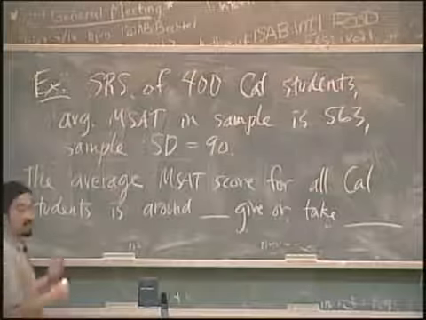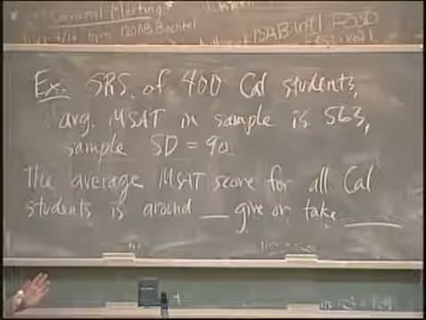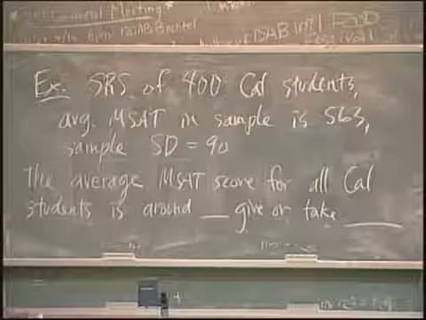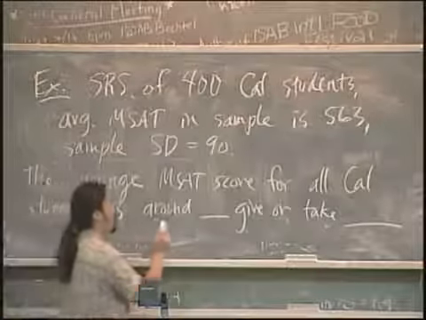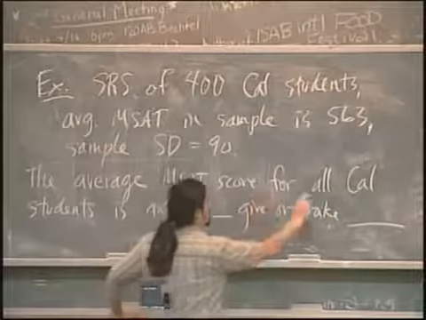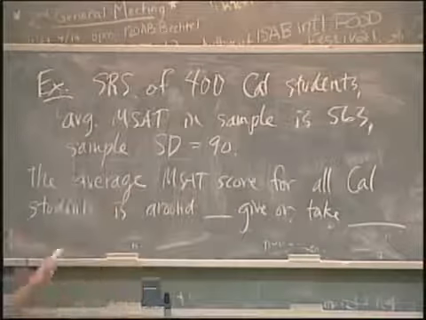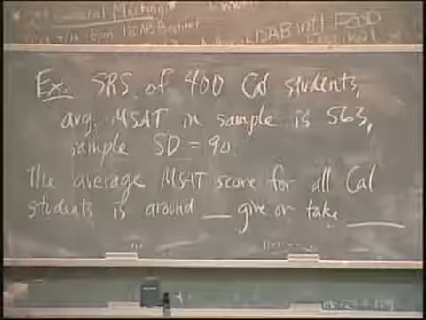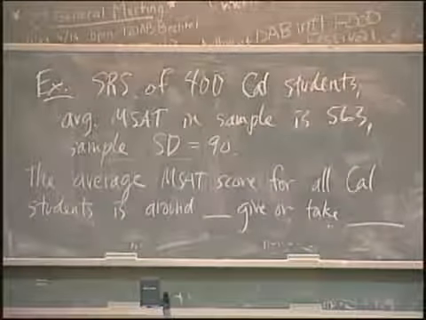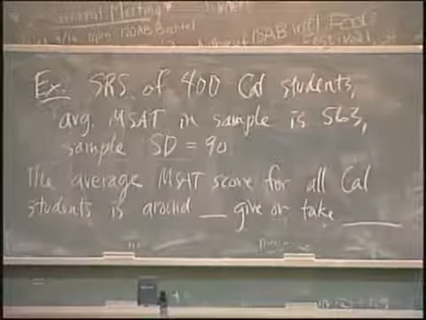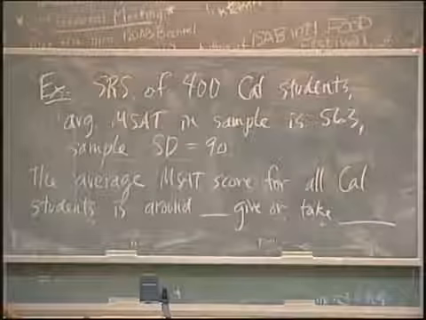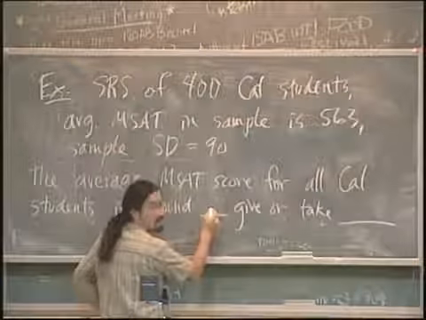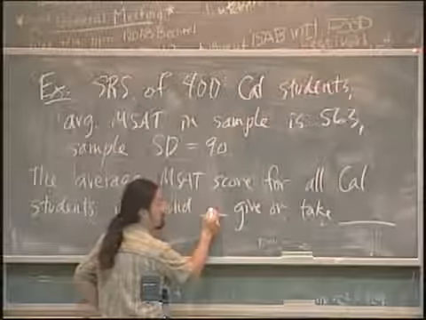So actually the word I was thinking of is statistic. Statistic is the same as average of the sample, right? Average of the population is what the quantity for all Cal students actually is. The average MSAT score for all Cal students is around the average of the sample, or you could say statistic. Either one of those would be fine here, okay?